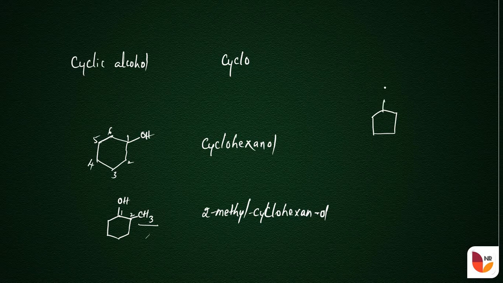Let us take one more example. It is OH, and it contains 5 carbon atoms in the ring. So the molecule is written as cyclo, and because of the presence of 5 carbon atoms, it is represented as pent, and the nature is an. E is replaced by OL: cyclopentanol. This is the nomenclature of alcohols.